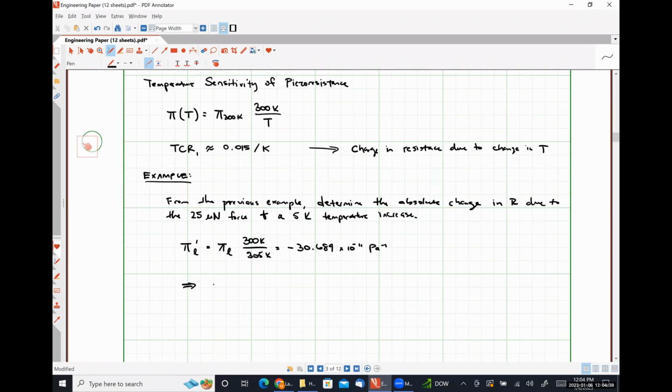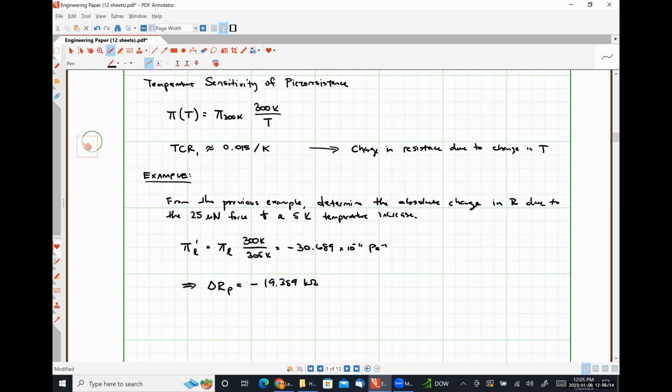Using this new value, we can calculate our change in resistance due to the piezoresistive effect, including this temperature dependence, and it is going to come out to be negative 19.389 kiloohms. That's slightly smaller than what we had before, which is exactly what we would expect because our piezoresistivity coefficient was slightly smaller as well. So that's our change in resistance due to the piezoresistive effect with a temperature change.